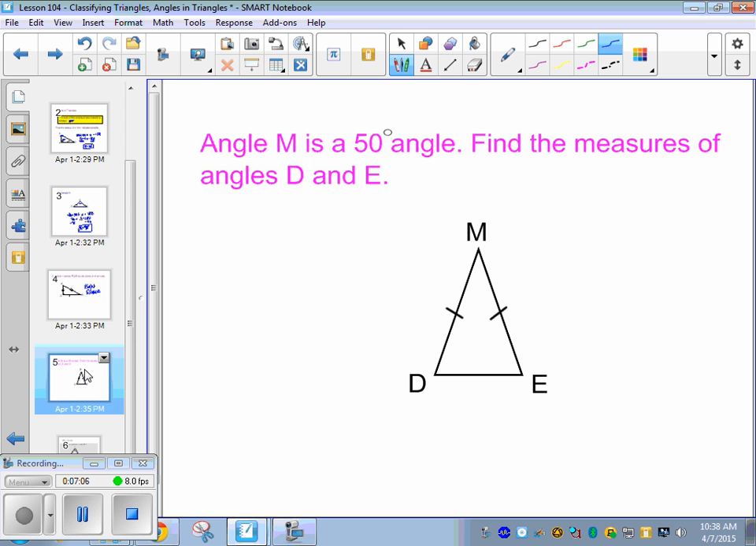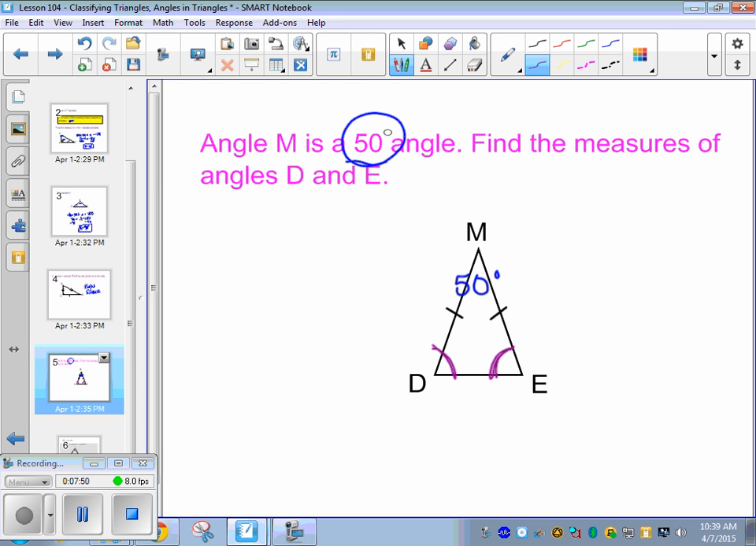Okay. Angle M is a 50-degree angle. Find the measures of D and E. Actually, do write this one down. This one's important. Sorry. Okay, so angle M is 50 degrees. When it tells you an angle, you might want to just put it in the drawing. It helps. Okay. What kind of triangle is this? Isosceles. So there's a really cool thing about isosceles triangles. They have two sides the same, and what else do they have? Yes. If these two sides are the same here, the two base angles are also the same.